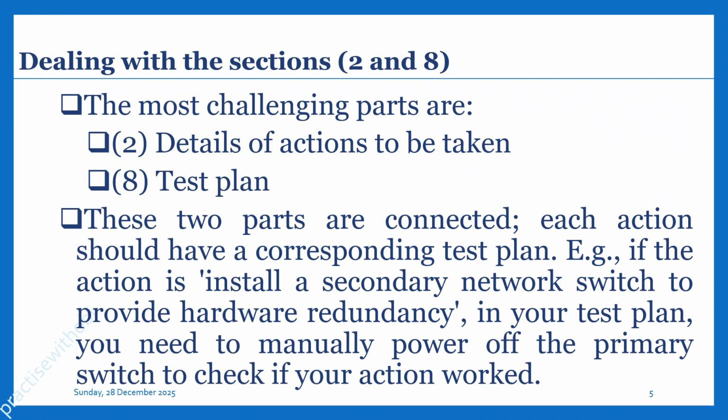The most challenging sections are 2 and 8, actions to be taken and the test plan. These two parts are connected. Each action should have a corresponding test plan. For example, if the action is install a secondary network switch to provide hardware redundancy, in your test plan, you need to manually power off the primary switch to check if your action worked. Common mistake is listing an action as install a secondary network switch to provide hardware redundancy, but using phishing email in the test plan.